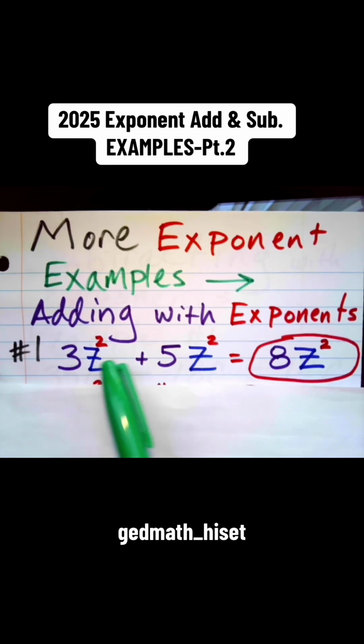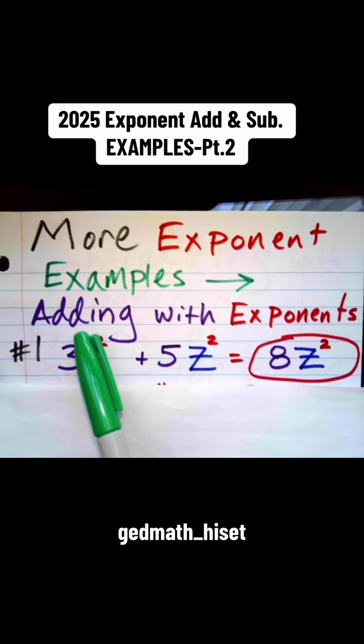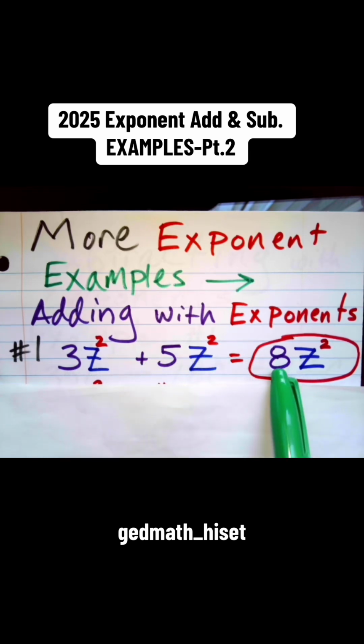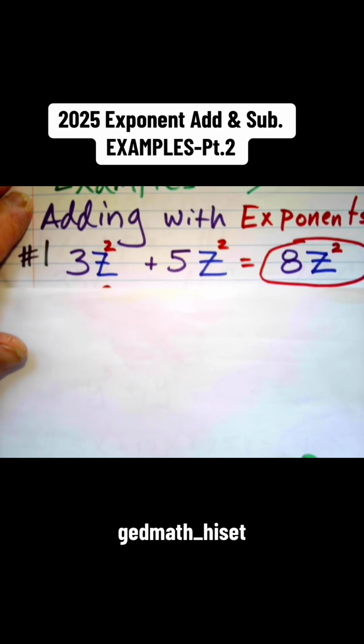So here we have z and z. Both of these have the same variable, z. So it's the same base. And they're both to the power of 2. That means we can add the number in front of those letters, called coefficients. So 3 plus 5 is 8. You simply just keep the z attached to that 8 to the second power. There is your answer for number 1.